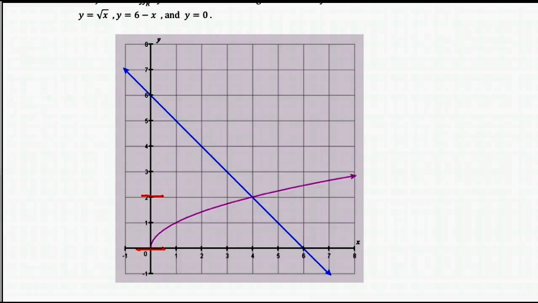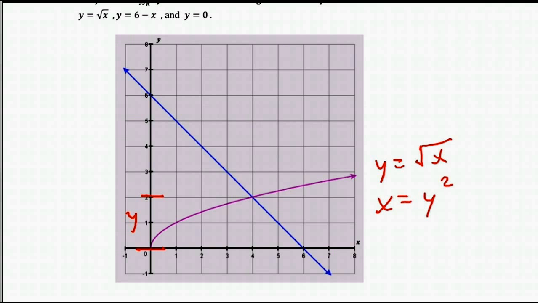So we're going to fix a value for y, and then for that fixed y, we're going to let x range from the left to the right hand side of our region. Now we need to know what those corresponding left and right hand sides are, so we need to solve each of these equations for x. So we get x equals y squared and x equals 6 minus y.